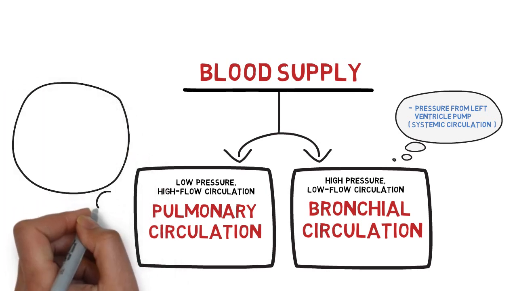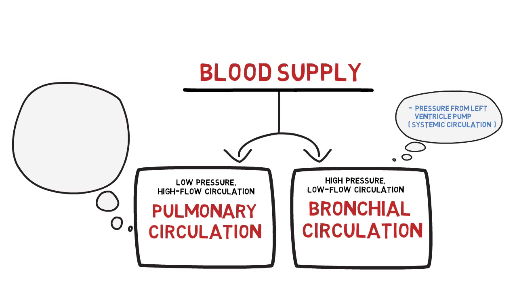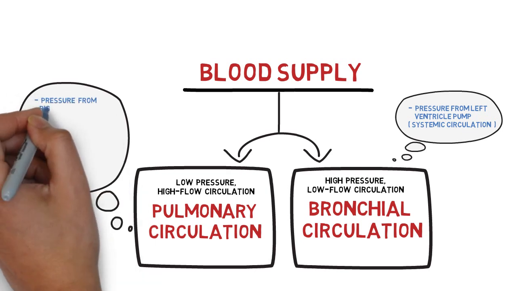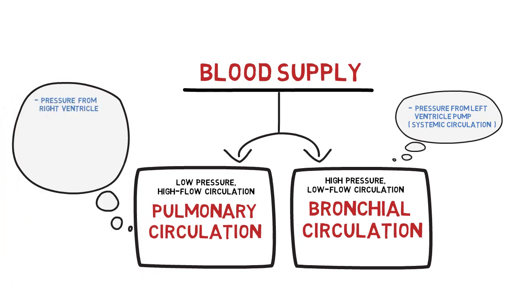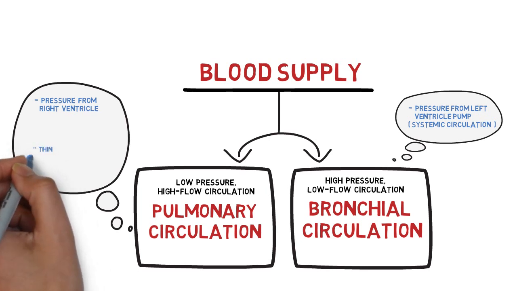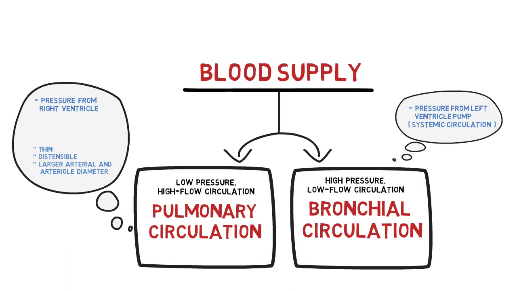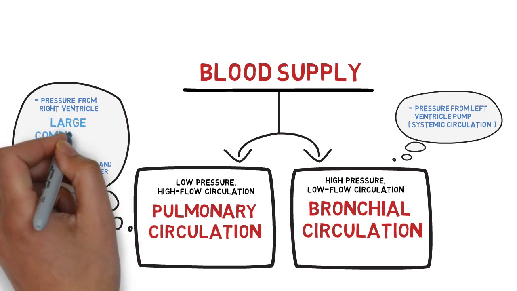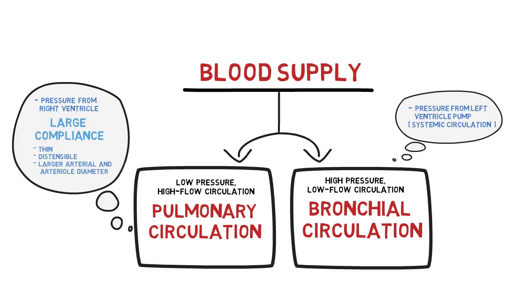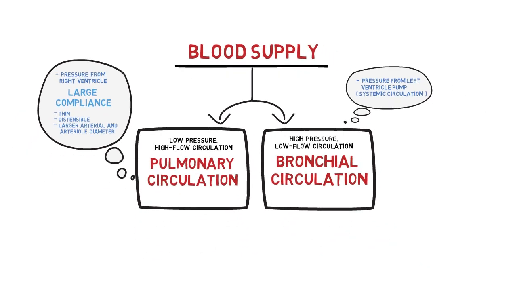Thus, the opposite is true for the pulmonary circulation, which is a low-pressure circulation. And the pulmonary vessels, its arteries and veins, are also thinner, more distensible, and have a larger diameter compared to their counterparts in systemic circulation. This allows them to have a larger compliance, that is, to accommodate more blood flow into their circulation without too much change in the pressure. Its compliance is so large that it is almost similar to that of the entire systemic circulation.